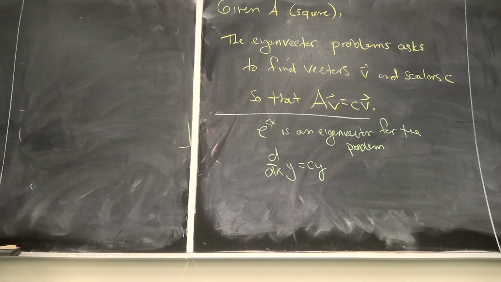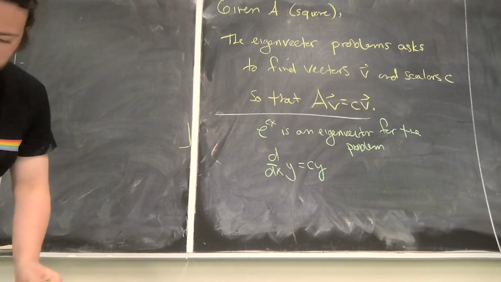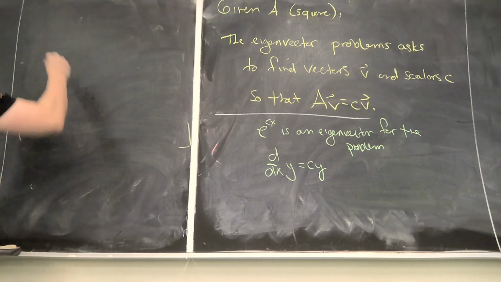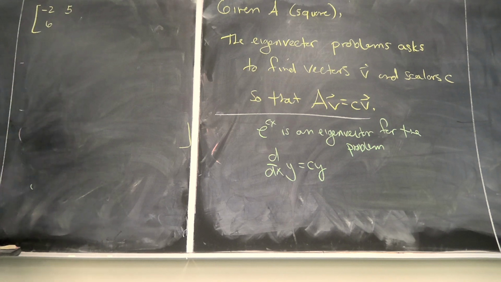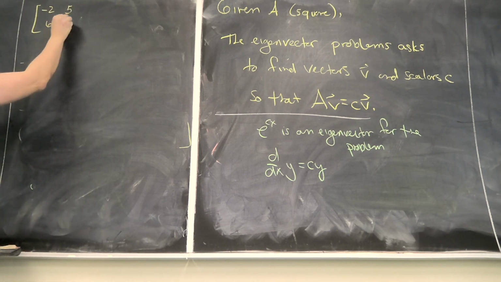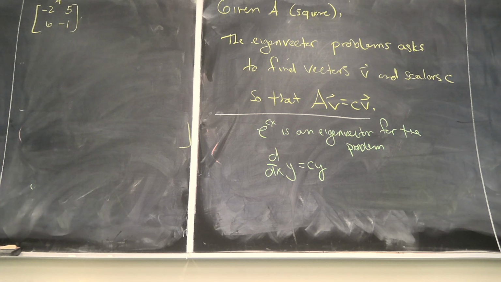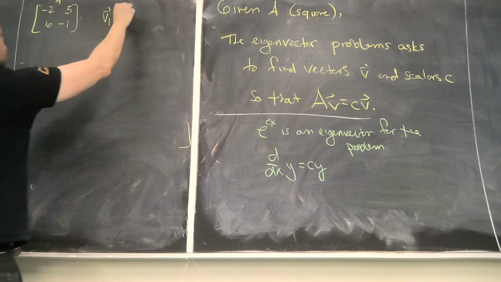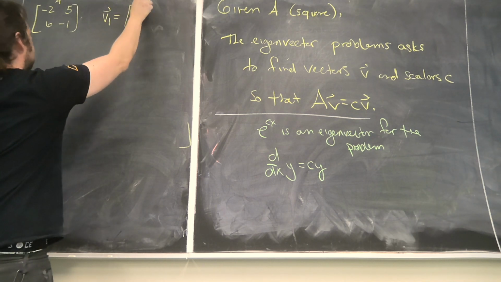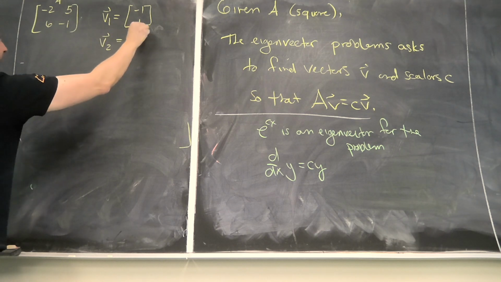In the matrix case, I could write down this matrix. So I'll give you an example of what one of these looks like. So let's look at the matrix (-2, 5; 6, -1). So that's our matrix A. And I'm going to give you a vector v1, which is equal to (-1, 1), and a vector v2, which is equal to (5, 6).